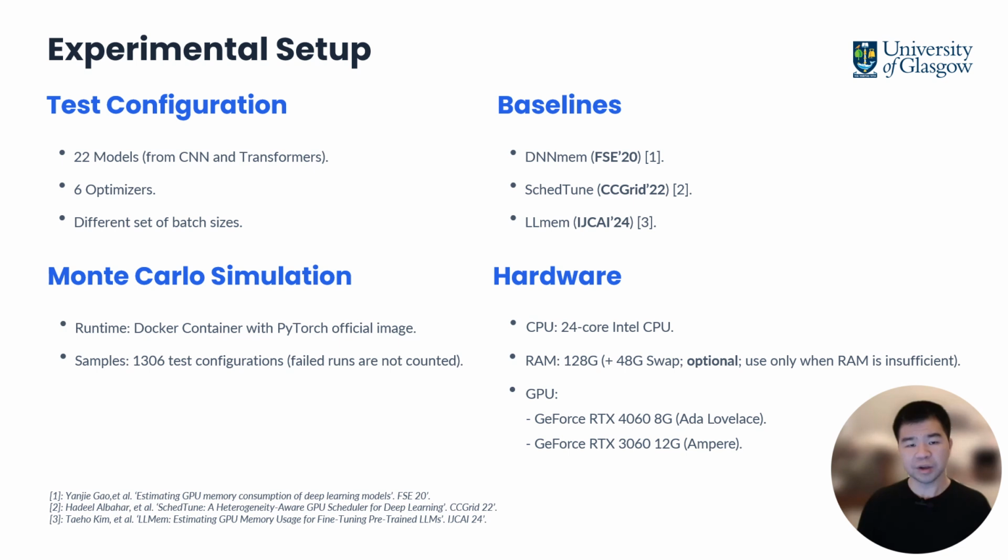To evaluate xMem, we conducted a large-scale simulation involving 1,306 test configurations, which included 22 models and 6 optimizers, running on a 24-core CPU with 128 GB of RAM. We collected our ground truth data by running those tasks on two GPUs on identical hosts. We then compared the xMem estimation results against the three baselines: DNMem, Shelton, and ALMem.